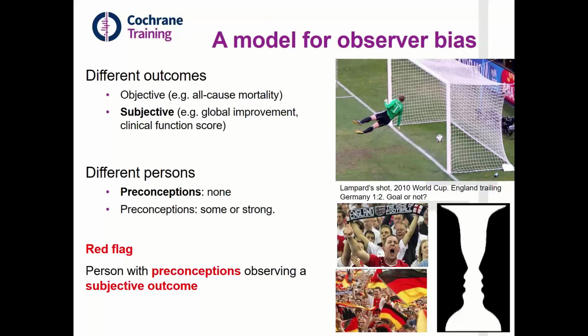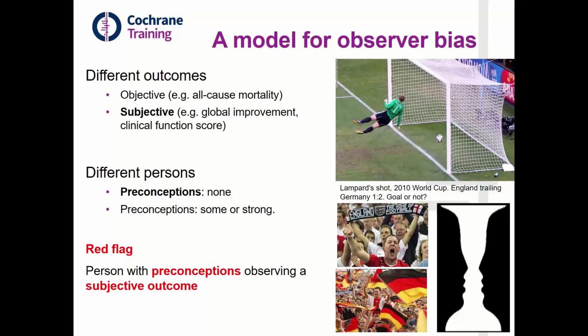So a model for observer bias basically could be seen as an interaction between the preconceptions of the observer and the subjectivity of the outcome, and this could be illustrated with the famous 2010 World Cup game between England and Germany. Lampard shot. England was trailing Germany 1-2. Is there a goal or not?